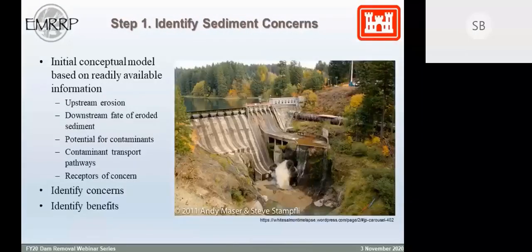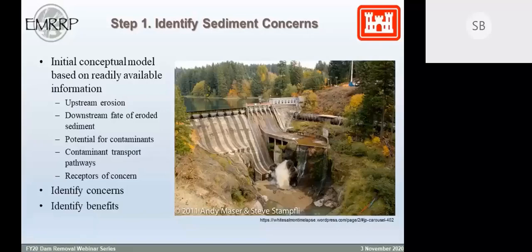So the first step is to identify sediment concerns. It's also important at this point to clearly identify the project objective. For example, why is the dam being considered for removal and what outcomes do we hope to achieve? At this point, we want to develop an initial conceptual model, and that's going to be based on just what information is readily available, and that's going to describe how the reservoir landscape might respond to dam removal. So this is going to include the extent of upstream erosion, as well as the downstream fate of eroded sediments.